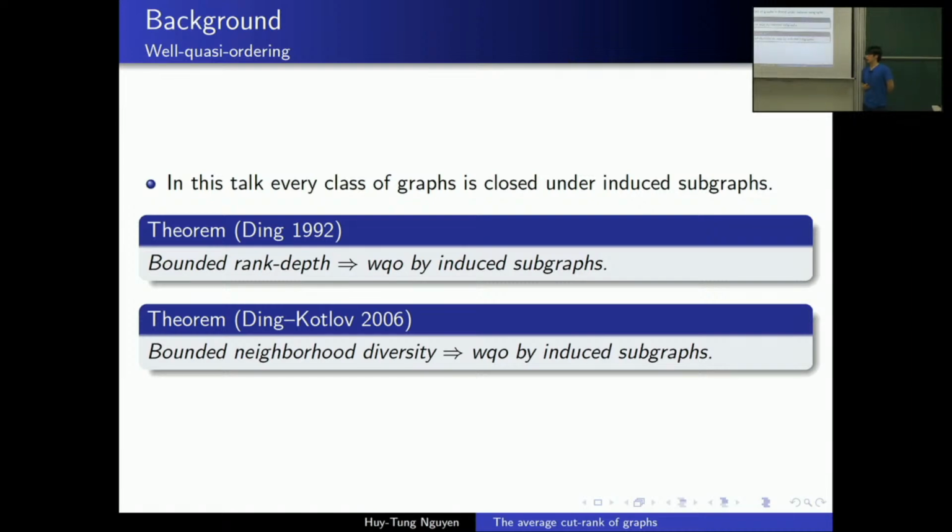Actually, he proved it in a more general sense. He proved that a class of graphs without a long path as an induced subgraph is well quasi-ordered by induced subgraphs, but the rank depth of a long path is big. So this result is implied. As far as I remember, what he proved is that the class of graphs not containing a long path as an induced subgraph is well quasi-ordered, so we can deduce this result.